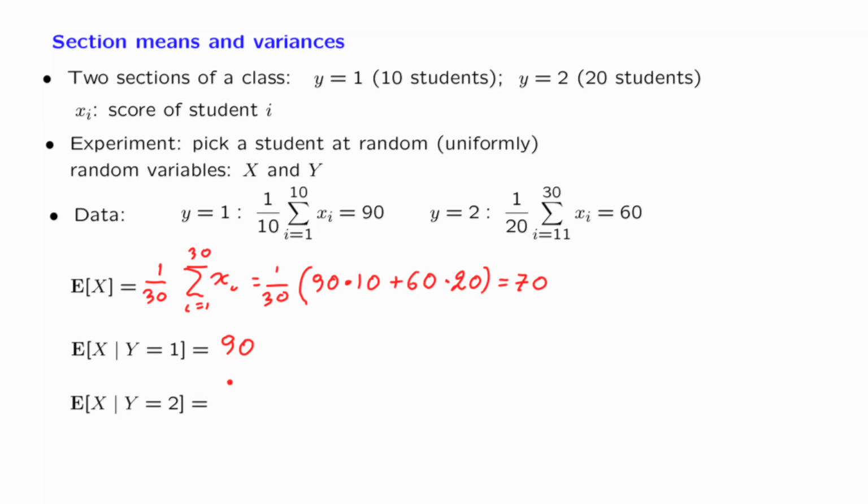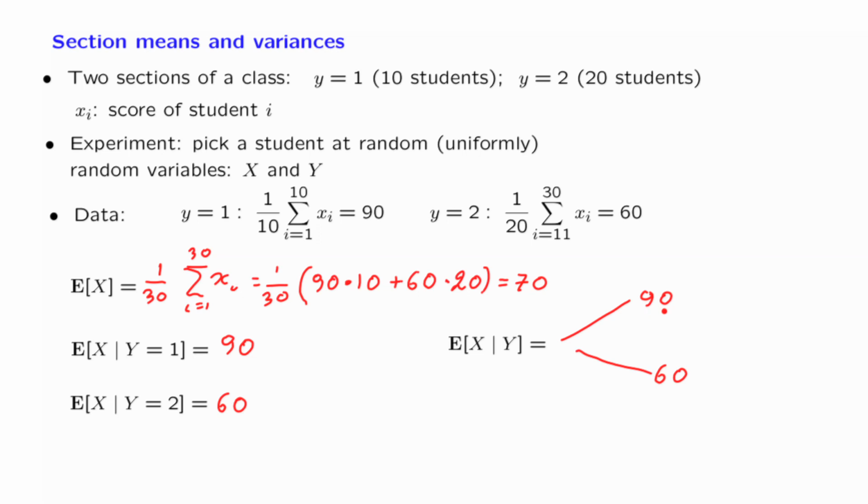Similarly, for the second section, the expected value of the score of a randomly selected student, given that the student belongs in that section, is equal to 60. With this information available, now we can describe the abstract conditional expectation, which is a random variable. This random variable takes the value of 90 if a student from the first section was picked, and the value of 60 if a student from the second section was picked.